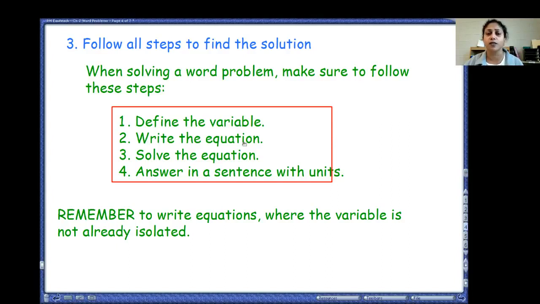Write the equation. Remember that you have to write nice equations to make sure the variable is not already isolated. Then you solve the equation, and for a word problem the answer must be in a sentence with the correct units. If you have all 4 steps, you will get full credit. Otherwise you will lose points for every missing part here.